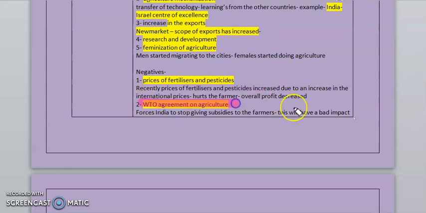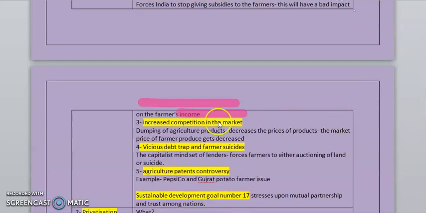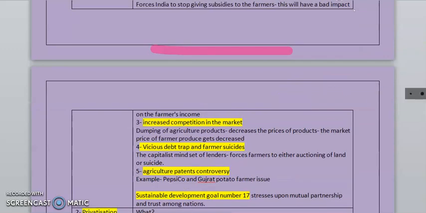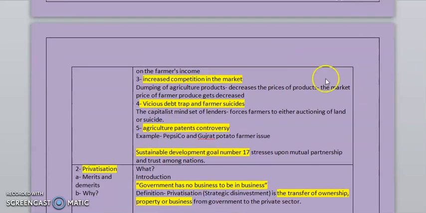Next thing is the WTO Agreement on Agriculture. WTO forces India to stop giving subsidies to the farmers, and this will have a bad impact on farmers' income. You know that the government of India is giving lots of subsidies in terms of electricity, MSP, and subsidies to the sugarcane industry, sugarcane farmers. WTO is trying to stop those subsidies, because many countries are complaining about India in the WTO. That is one of the negatives of globalization.